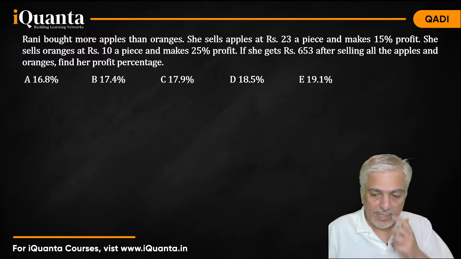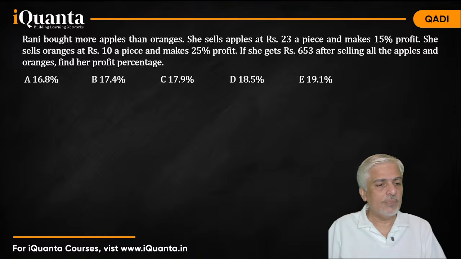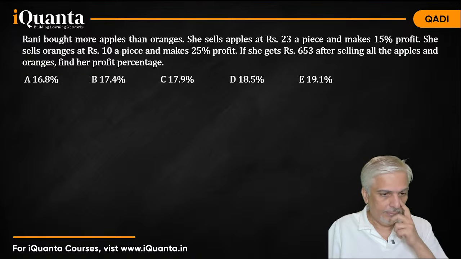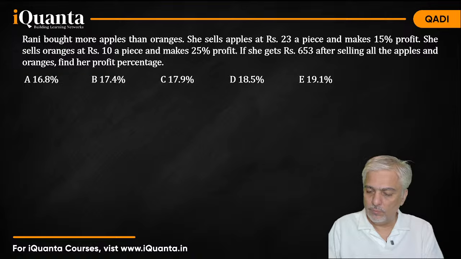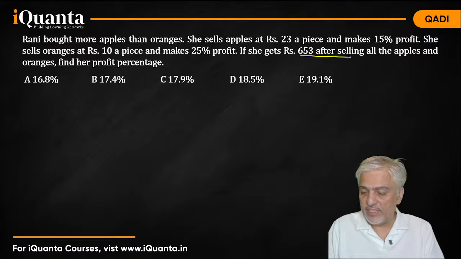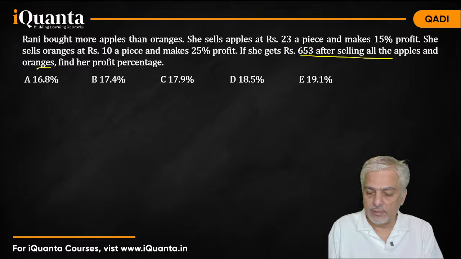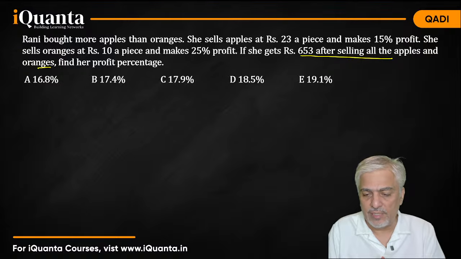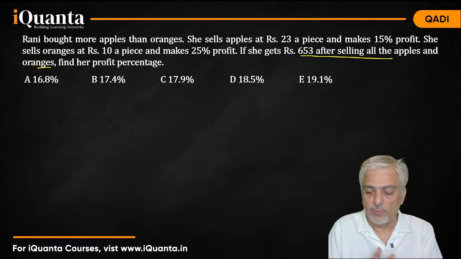Okay, anybody answer? No one's given the answer up till now, very surprising. So she gets 653 after selling all the apples and oranges. Yeah, more or less. I think it's pretty straightforward. It should be more towards one particular option.